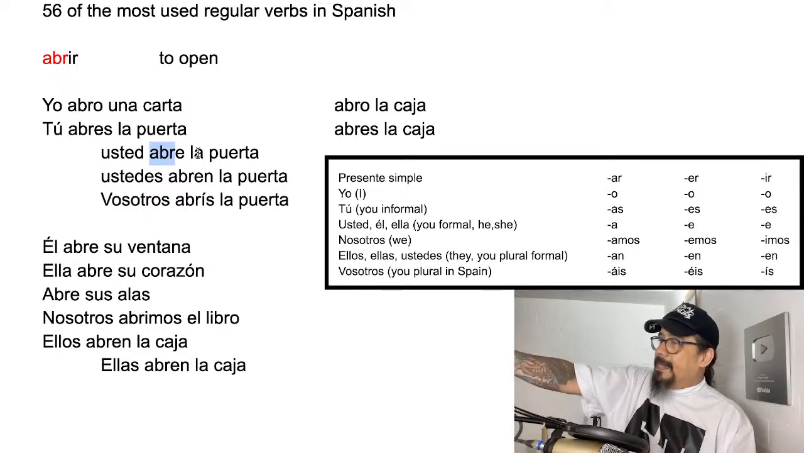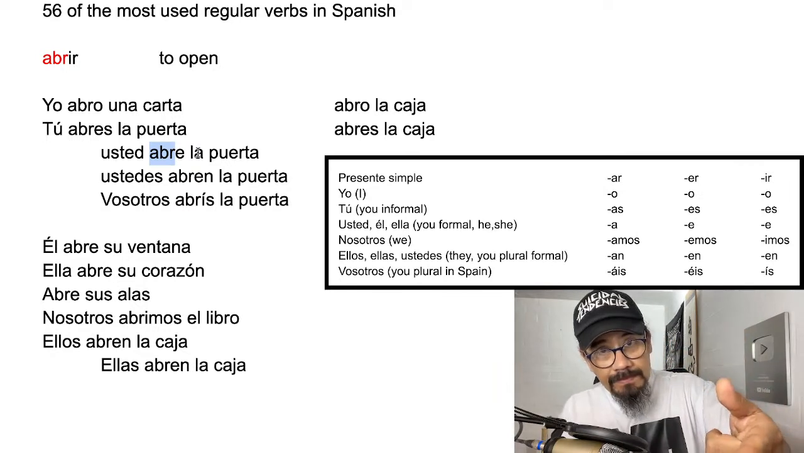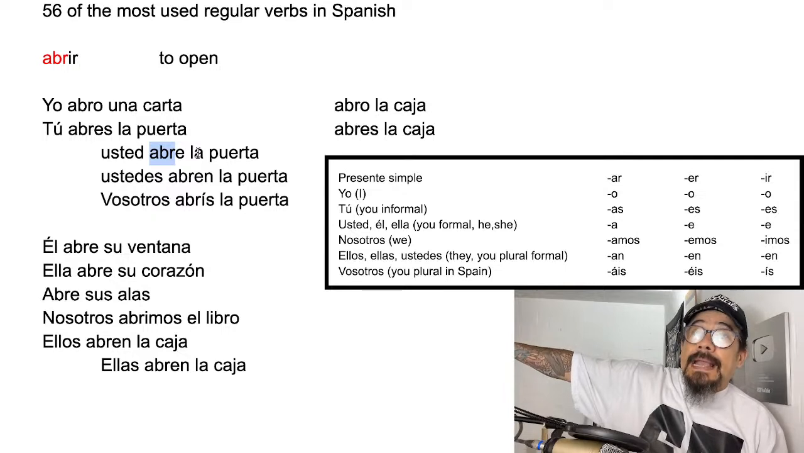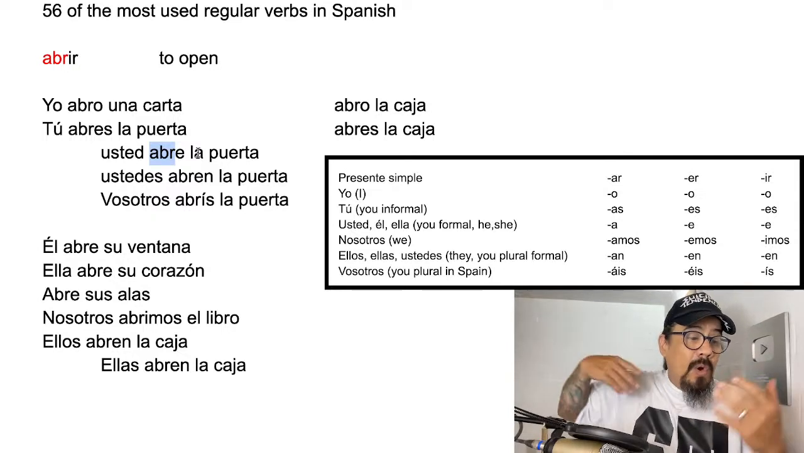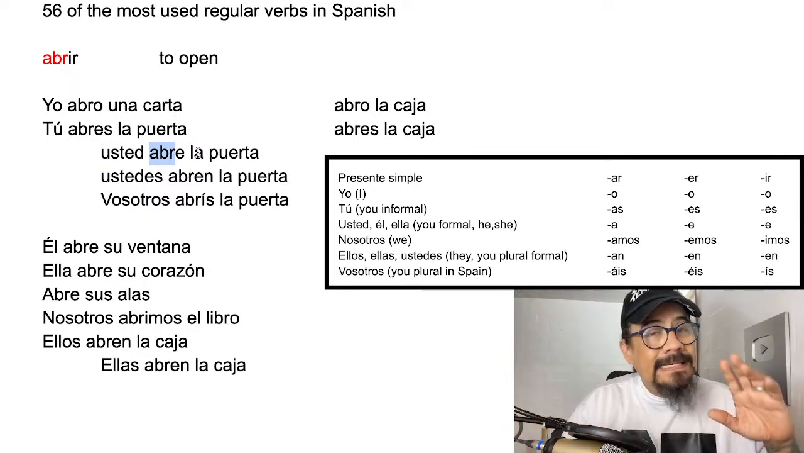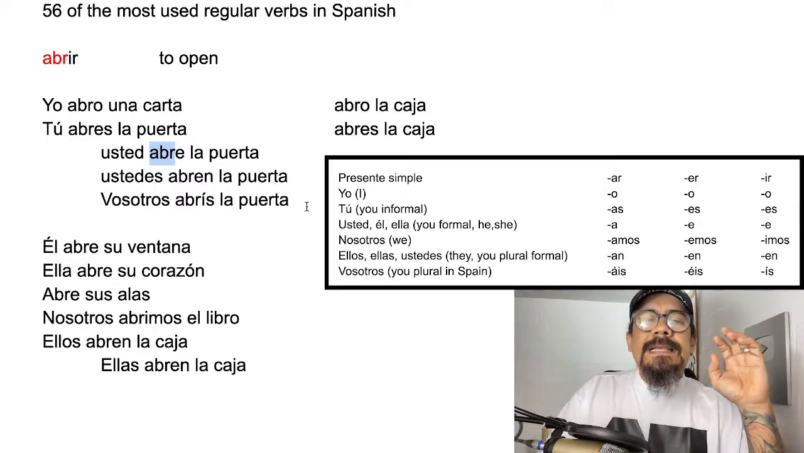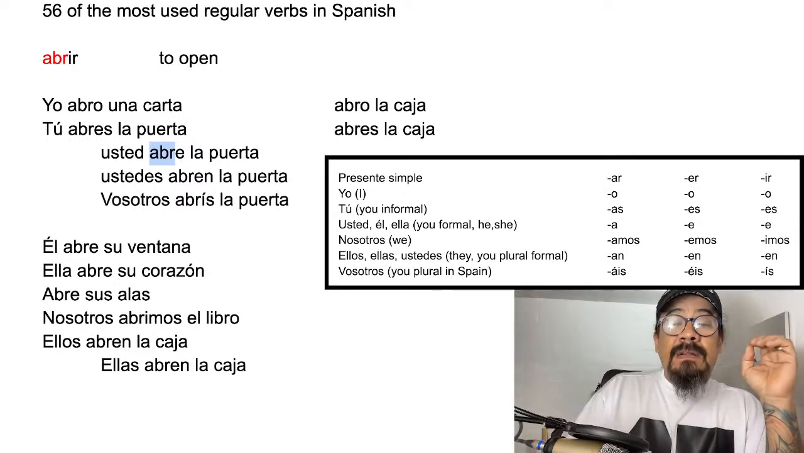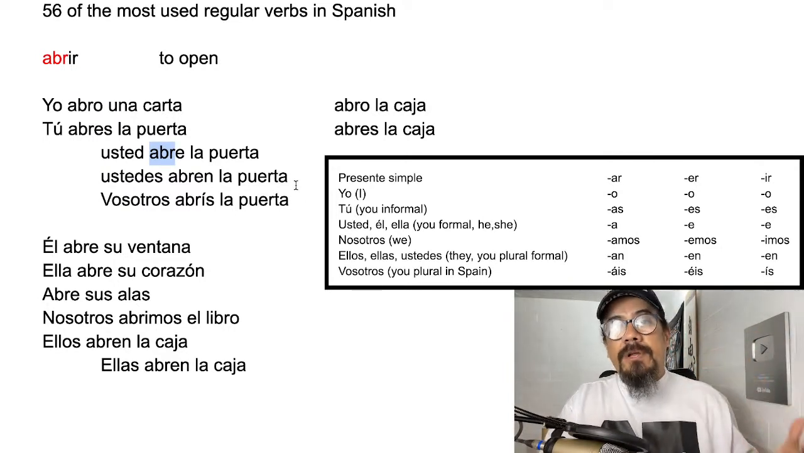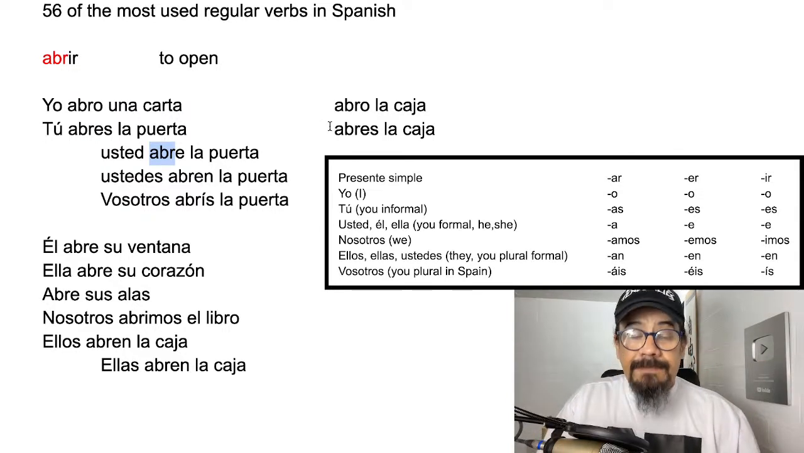Because if I'm looking at you and I'm saying abre la puerta, I know it is you. If I'm looking at you and there's somebody else and I say abre la puerta, we know we are saying he opens the door. Él abre la puerta. You know? This is, I would say, the only really tricky part that we have to deal with in Spanish when it comes to verb conjugation because of that. But it's a matter of practice.